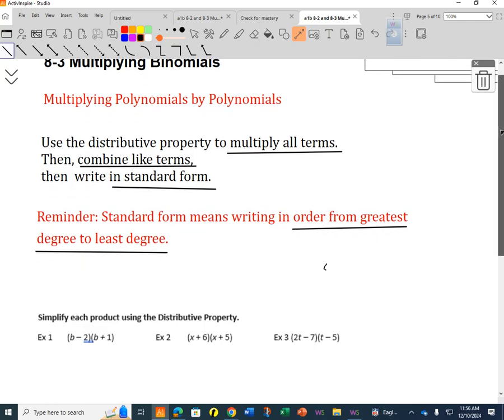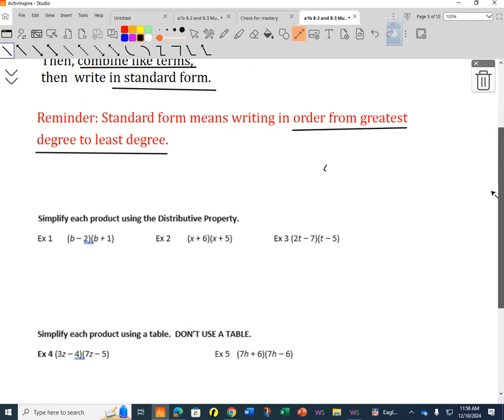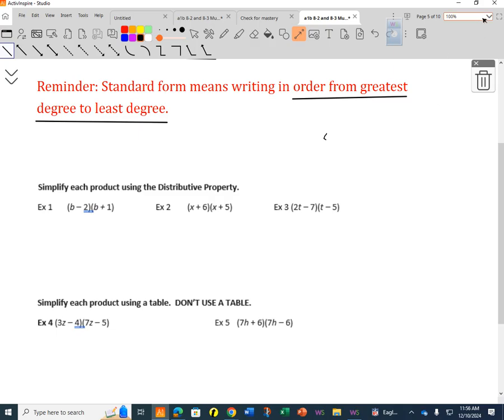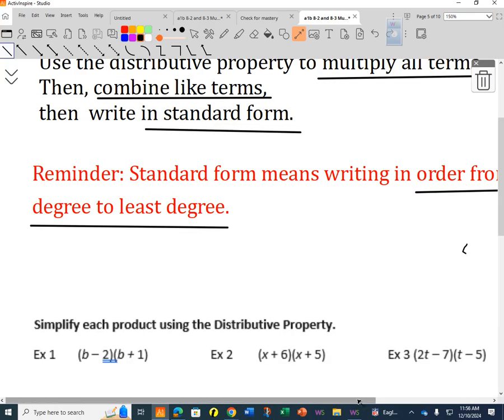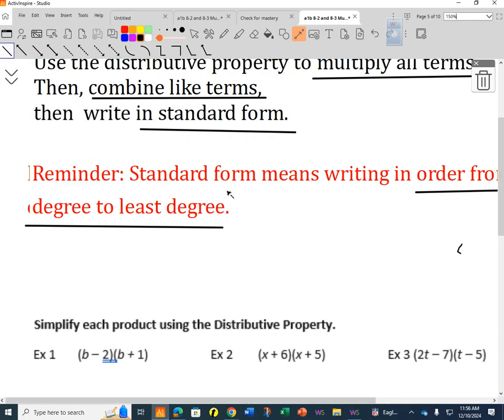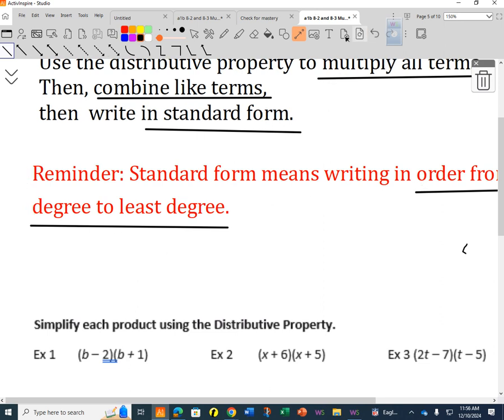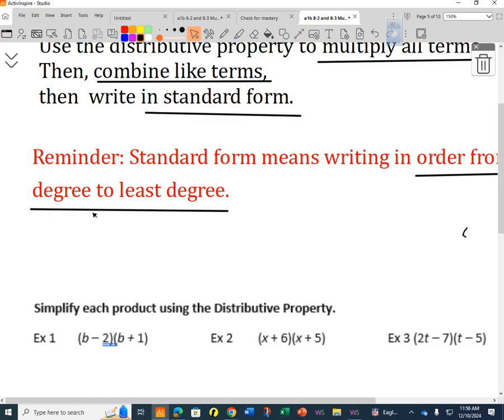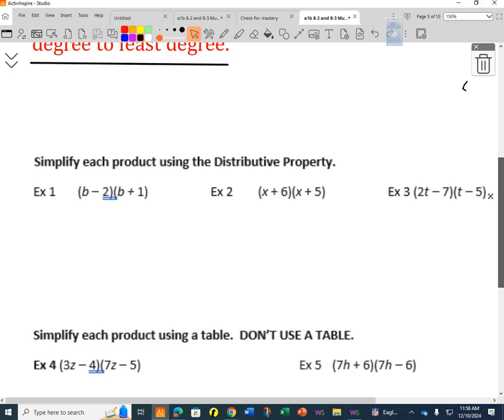So we're just going to go through and do some examples. Everybody caught up with me? Anybody need me to move this over from greatest degree to least degree? Did everybody catch up with me? Anybody need me to go back?